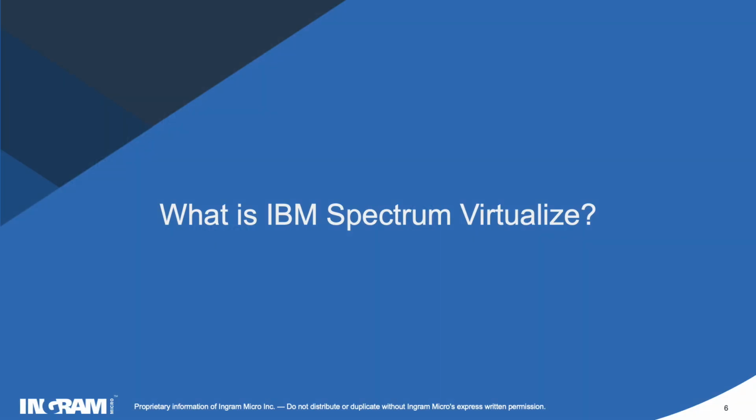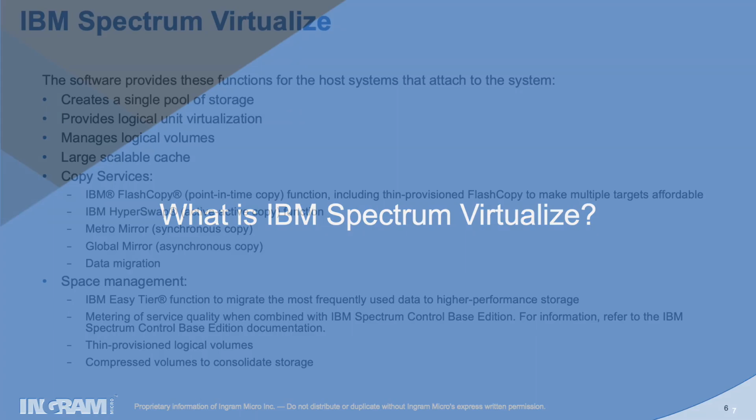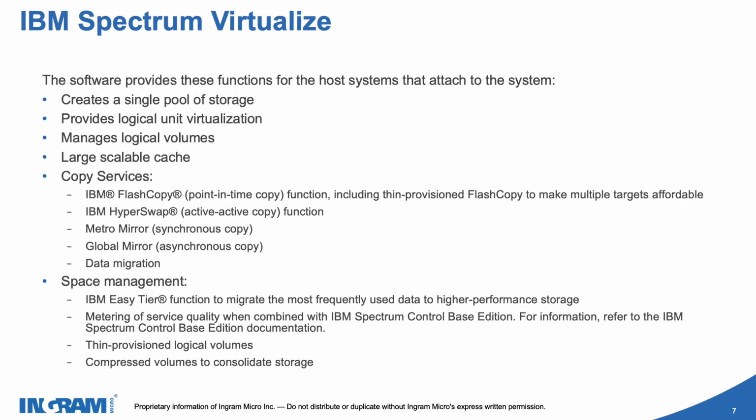So what is IBM Spectrum Virtualize? Well, it's the software that's at the heart of the IBM FlashSystem portfolio of products. It provides capabilities such as Easy Tier, which is AI-driven storage tiering, which is hands-off and automated, so you don't have to worry about performance of hot data. It also provides best-in-class features such as FlashCopy and mirroring, quality of service metering, thin provisioning, and compression.